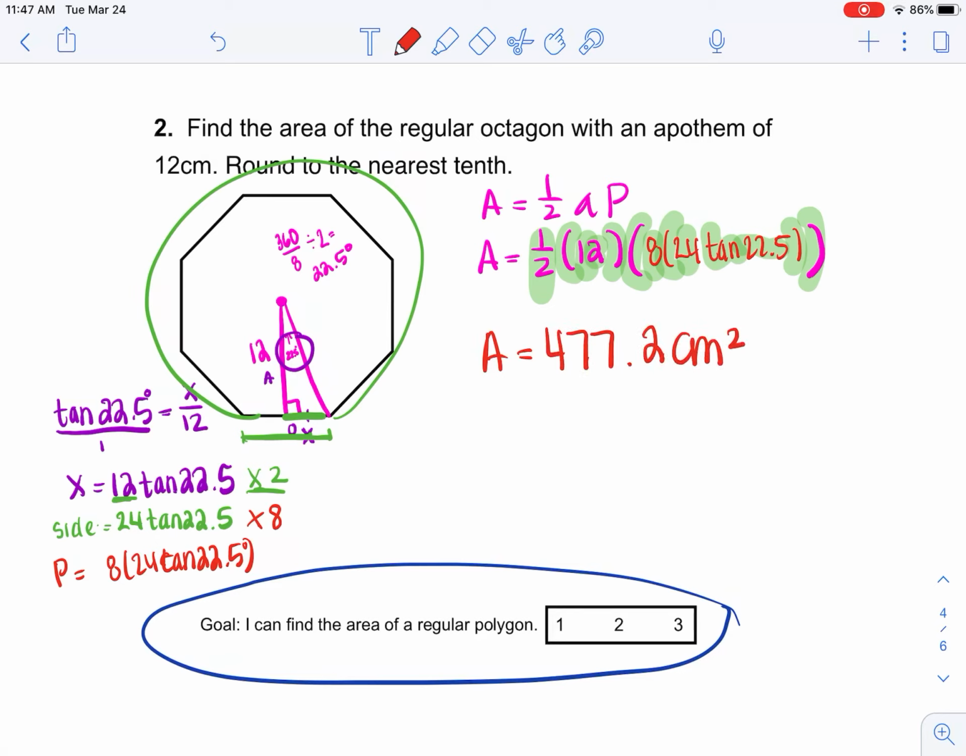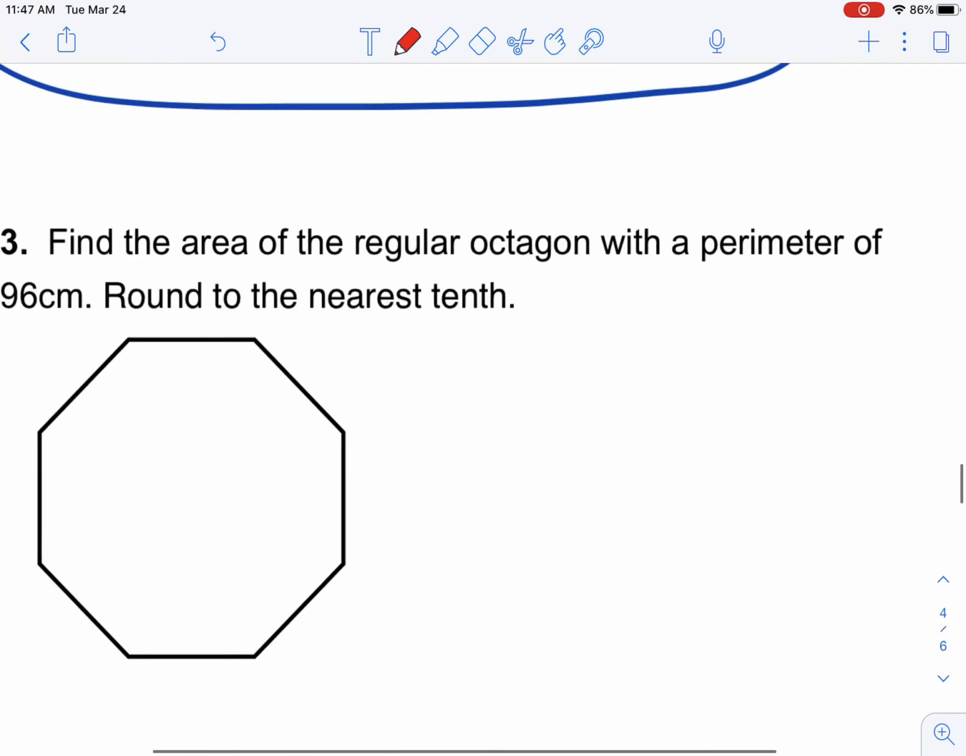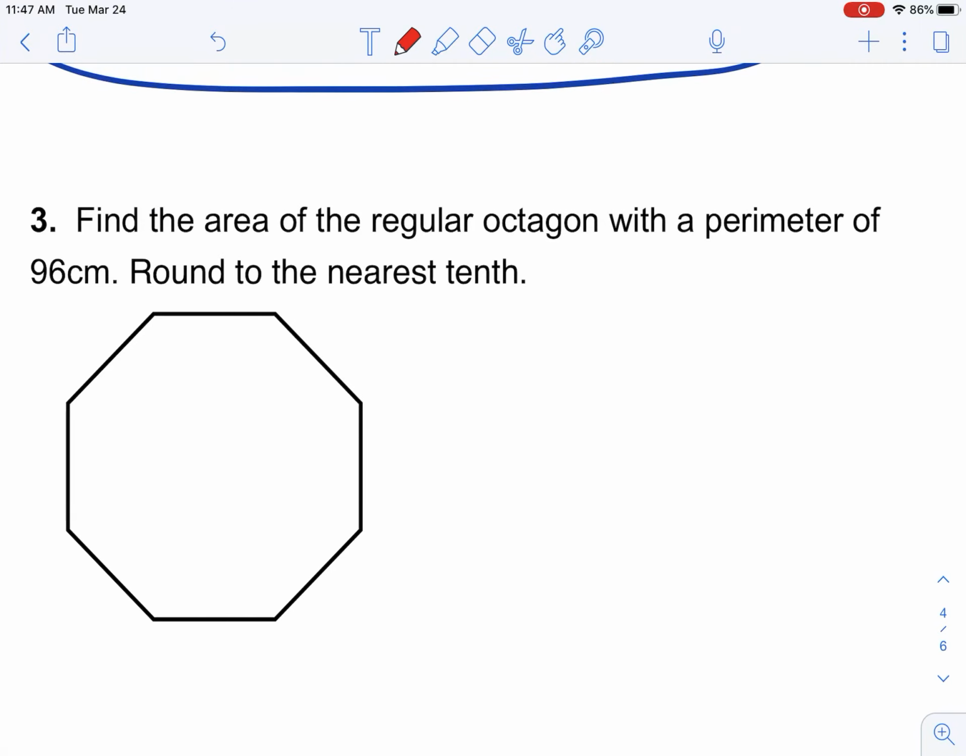Area equals 477.2 centimeters squared. All right, so far we've seen a problem where you had to find the apothem to get the answer. You had to find the perimeter to get the answer. And now we're going to do another one where you have to find the apothem to get the answer.